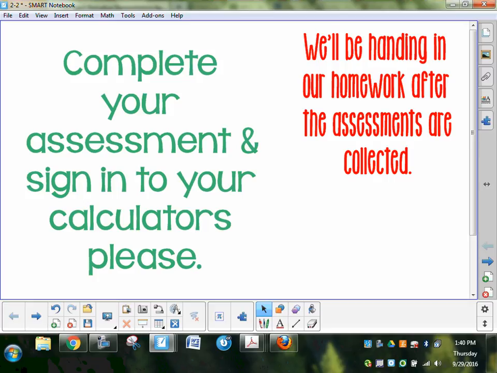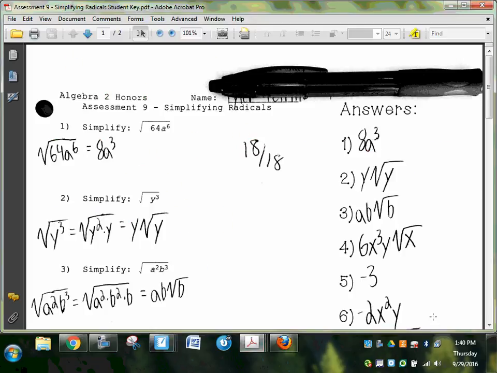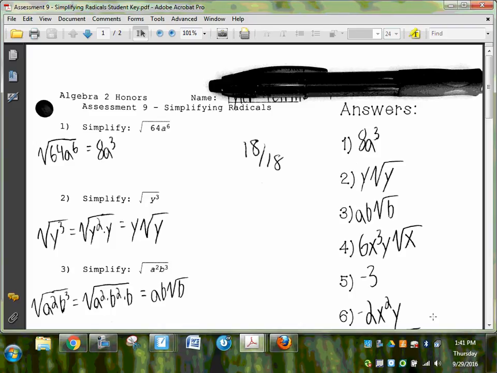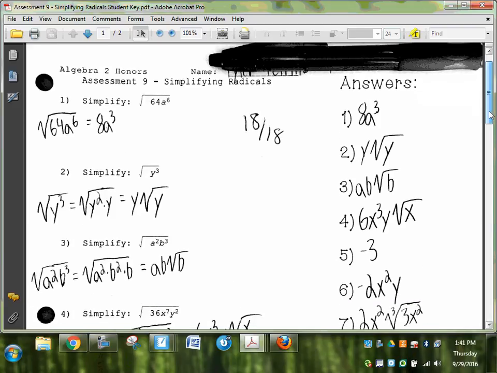Here's what our answers are, and here's how we would go about getting them. The first couple of them, I hope, were pretty easy. We should be able to clearly identify that the square root of 64 is going to give us 8, and the square root of a to the 6 would be a to the third. Because remember, what's the implied index on a square root that we don't write in? 2. So we're seeing how many times 2 goes into those values. This would be once with the remainder of 1. Same thing over here. Questions on any of those first 3?